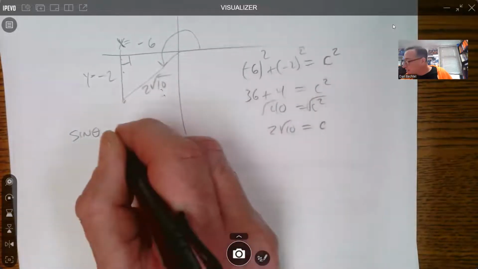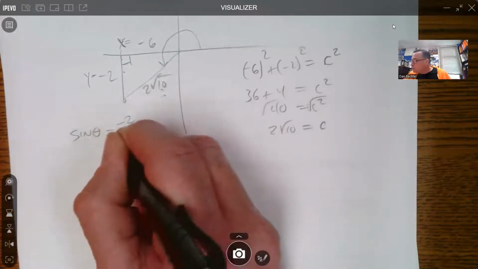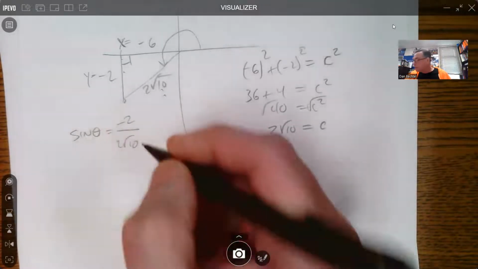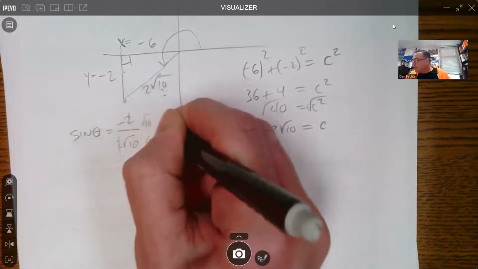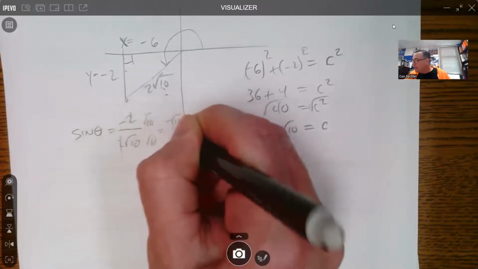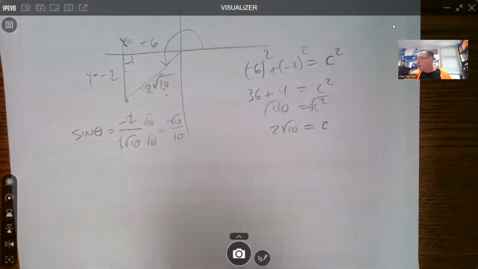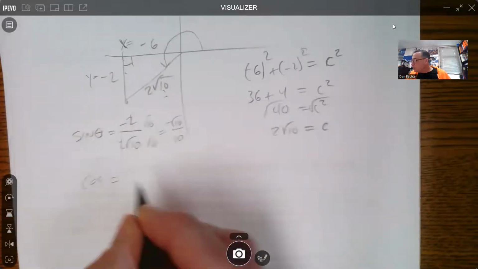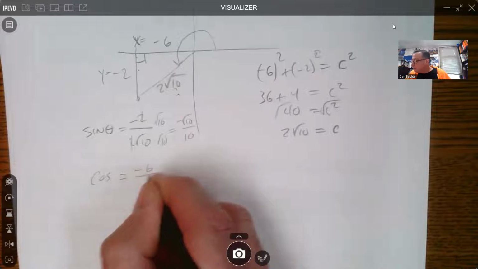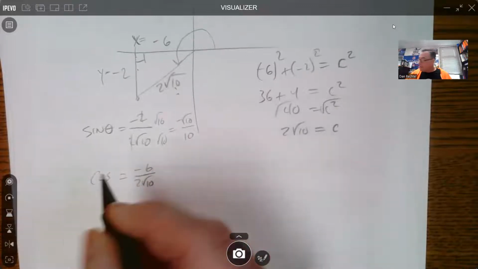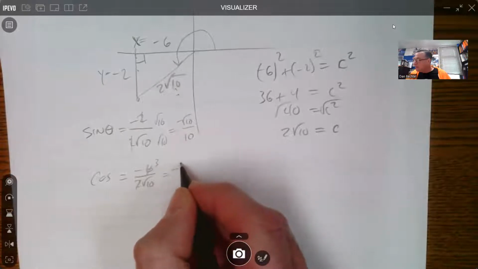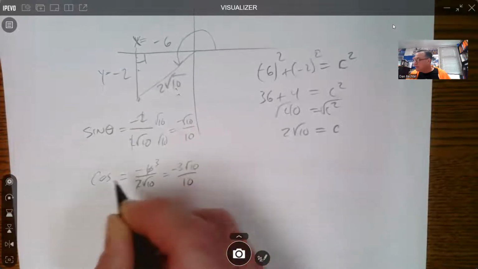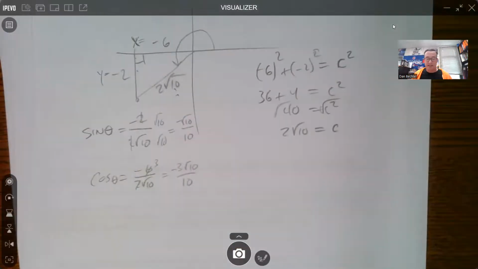So right now, the sine of this is going to be -2 over 2 root 10. Well, here's what I'm going to do. Those will cancel. If I multiply by root 10 for both, I'm going to get negative root 10 over 10. That is my sine. My cosine is going to be -6 over 2 root 10. These will go away, and that's going to become a 3. And this is going to now be -3 root 10 over 10.